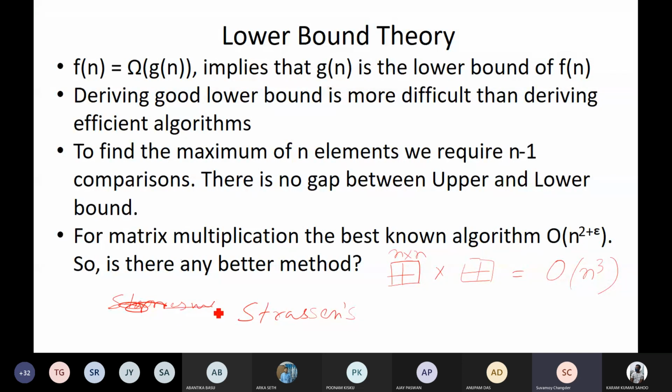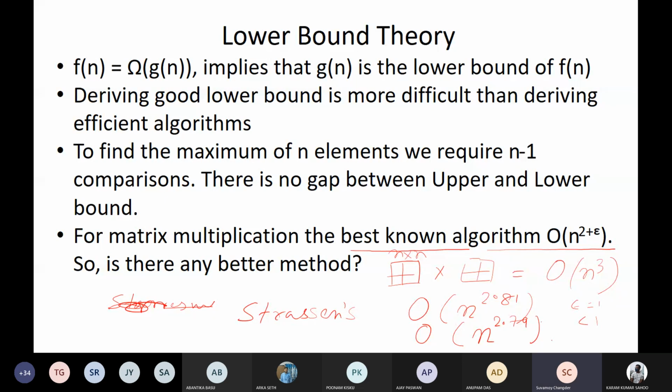matrix multiplication know that the time complexity is order of n to the power 2.81. There is another algorithm where the time complexity to multiply two n cross n matrices is n to the power 2.79. So for matrix multiplication, the best known algorithm is order of n to the power 2 plus epsilon. That epsilon may be equal to 1 or less than 1.